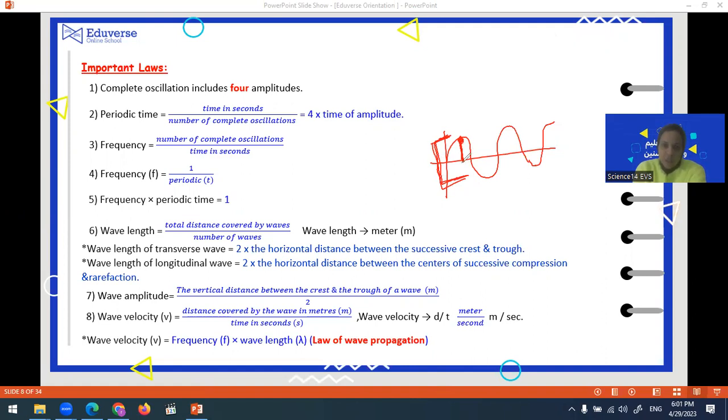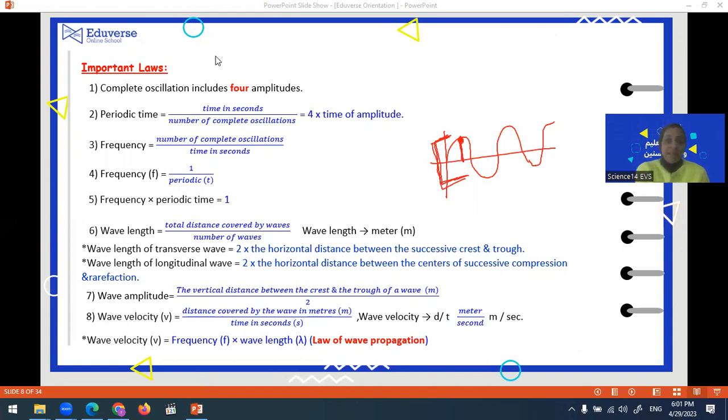So multiply this value by 2 to get only one amplitude. What about the wave velocity? As we said, we have more than one way to get the velocity of the wave. First, the general law, which is the distance covered by the wave in meters over time in seconds. Distance over time. We have another law, and it's very important, which is the law of wave propagation, as we said, which is the frequency times the wavelength. Velocity equals the frequency times the wavelength.